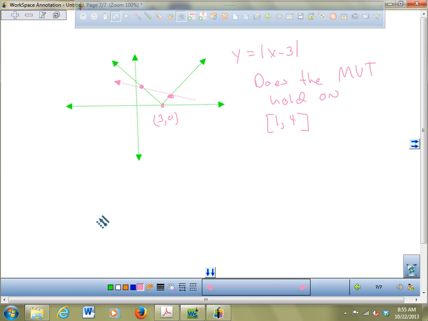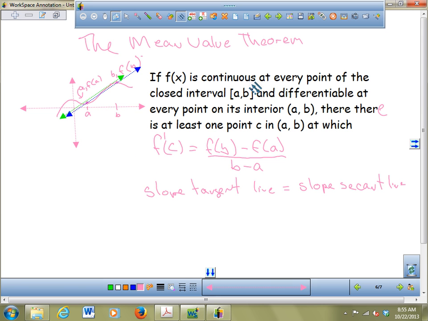No. And why not? What rule of the mean value theorem does it violate? It's not differentiable. Very good. Okay, it's continuous. Is it continuous at every point in the interval? Yes. Is it differentiable at every point between A and B? No. Okay, so that's the problem.